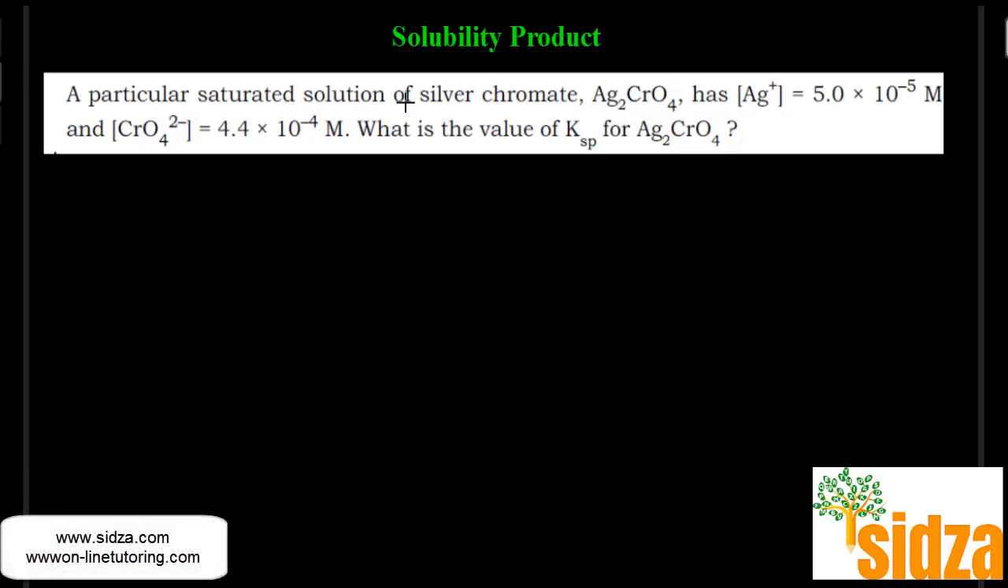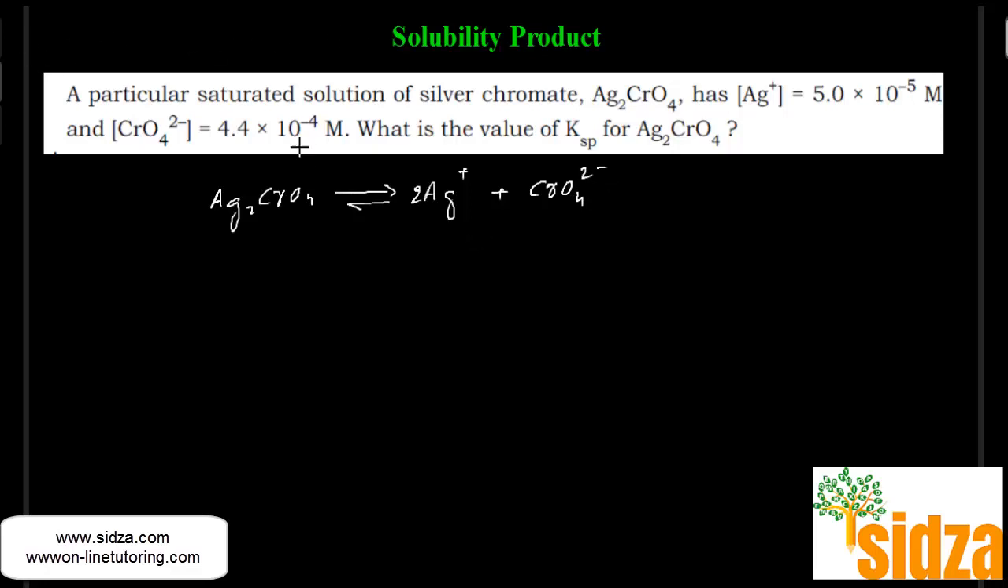A particular saturated solution of silver chromate has this much concentration of silver and chromate ions, and we have to find the solubility product. So this compound, silver chromate, Ag2CrO4, when you put it in water, will be under equilibrium, and it will dissociate into 2 silver ions and 1 chromate ion, CrO4 2 negative.